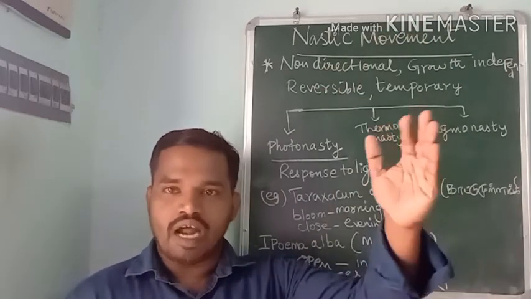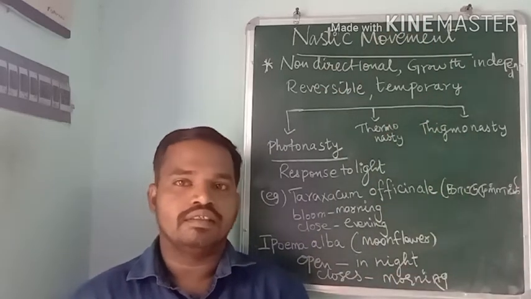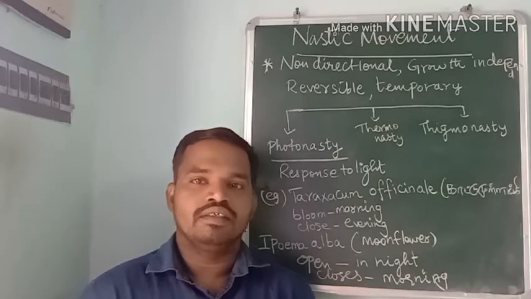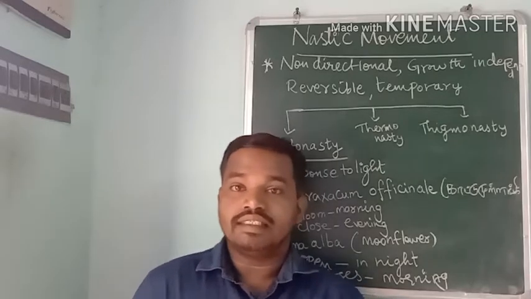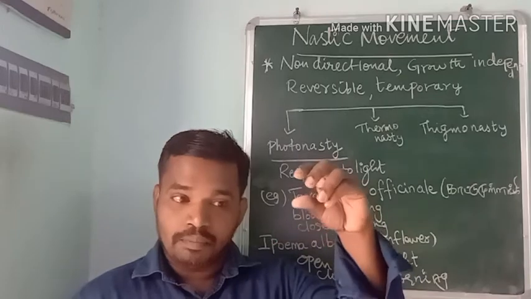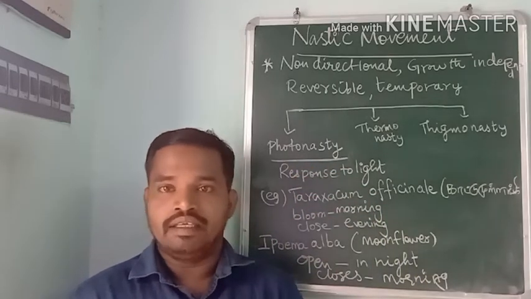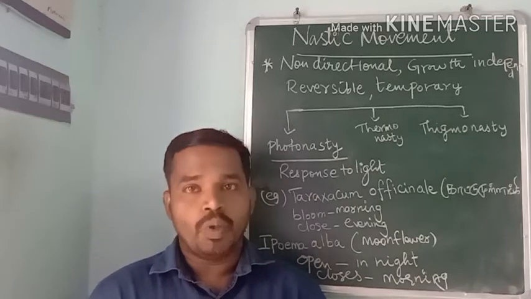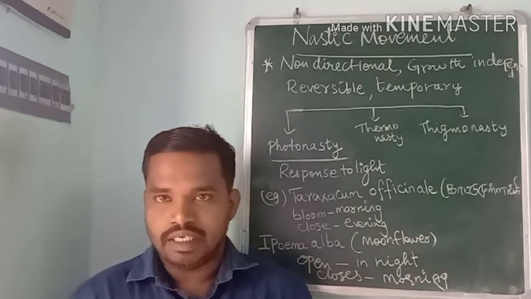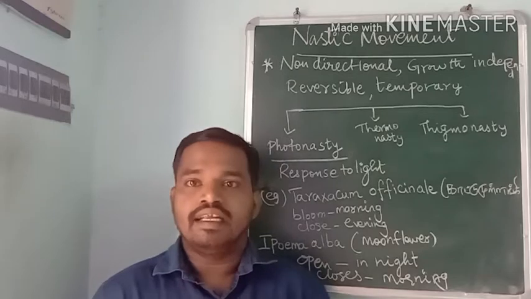Once it's grown, it can't come down to its starting position. Got it? Do you understand what I'm saying? In case of Nastic movement, the process is temporary. But in case of tropism, the process is permanent. Okay. And the next thing is irreversibility.